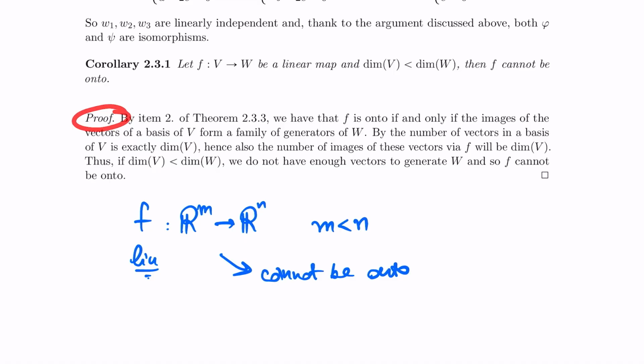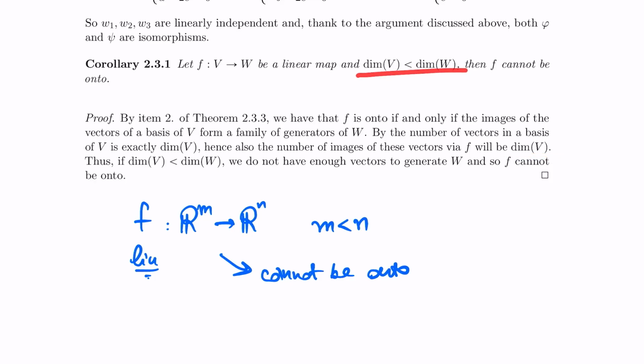The proof of the theorem is very easy. In fact, by the second statement of the previous theorem, we have that F is onto if and only if the images of the vectors of a basis of V form a family of generators for W. However, we know that in a basis of V, we have a number of vectors that is exactly equal to the dimension of V. So the number of these image vectors will exactly be the dimension of V.